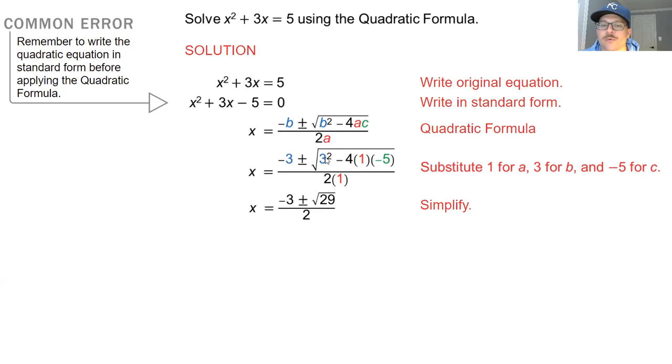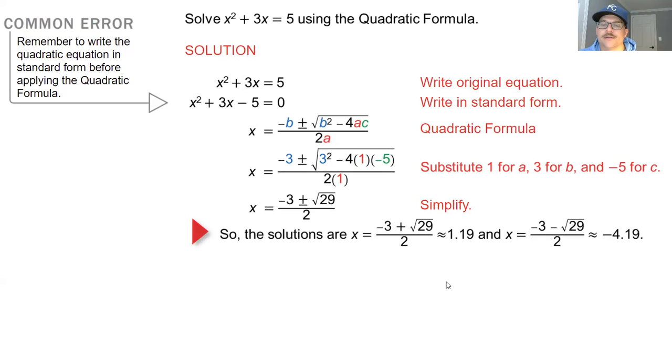So 3 squared would give you 9. Then when you multiply negative 4 times 1 times negative 5, you get positive 20. So underneath your radical, you have a 9 plus 20, and that's where this 29 is coming from. Then after that simplification, you would then move to multiply. So you would have your 2 times 1 to multiply to get positive 2.